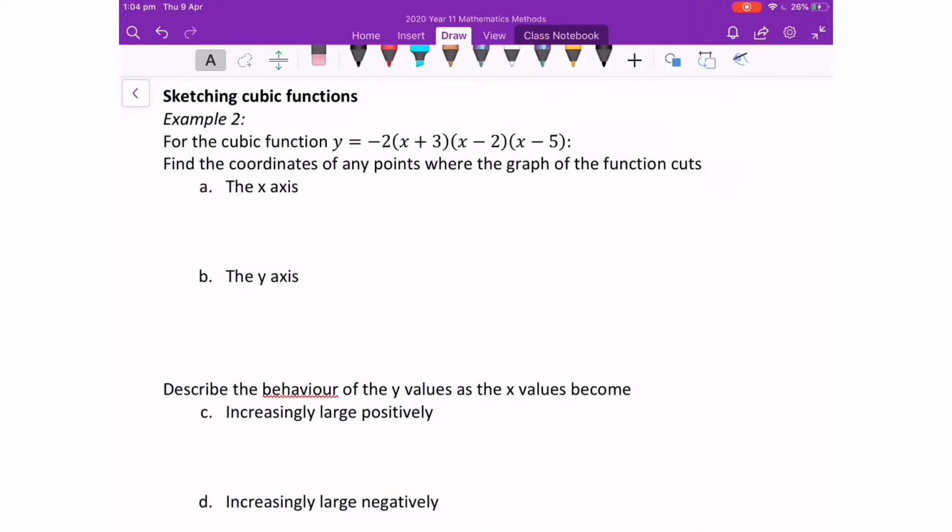In this video I'm going to show you how to sketch some cubic functions. Now there's a few little bits and pieces you need to work out first before you can actually draw in a cubic function. So let's go through those things now.